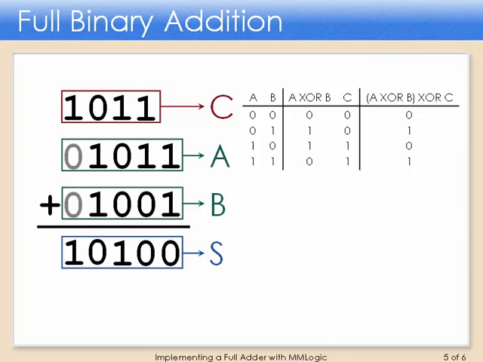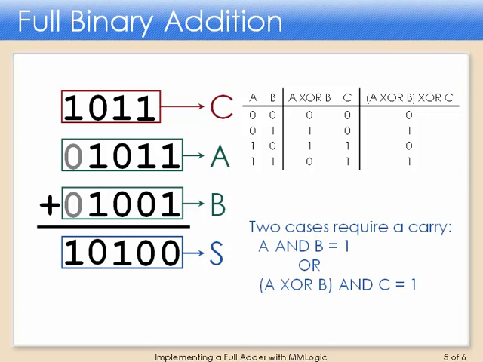Now, what we haven't accounted for is when to carry to the next place. Right. So there are two cases that require a carry, and those are when A and B equals 1, or A exclusive OR B and C equals 1. And these are those two conditions.